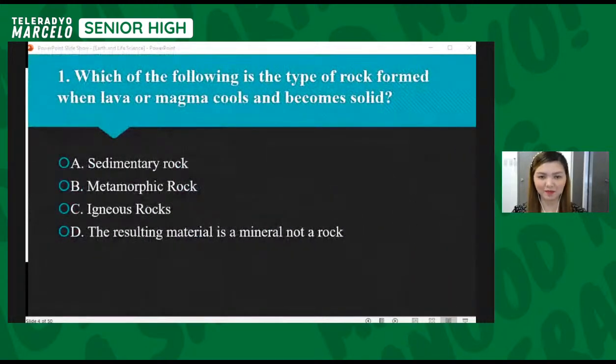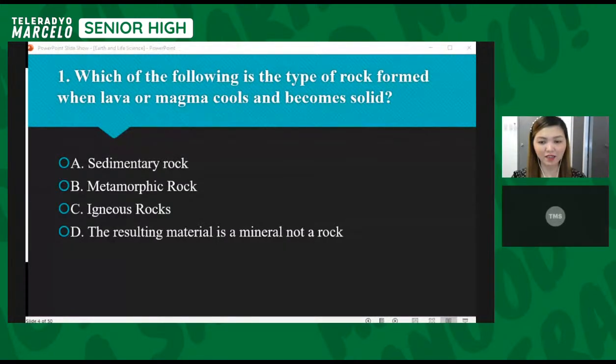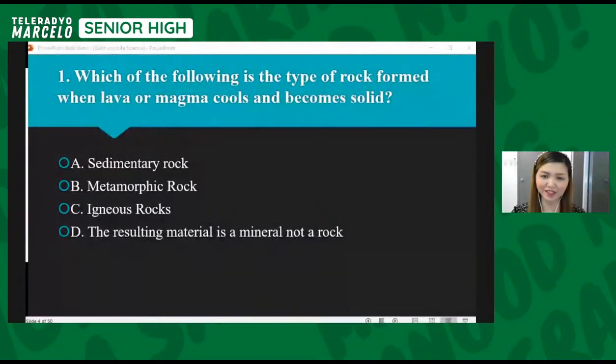Number 1. Which of the following is the type of rock formed when lava or magma cools and becomes solid? Is it letter A, sedimentary rock? Letter B, metamorphic rock? Letter C, igneous rock? Or letter D, the resulting material is a mineral, not a rock?